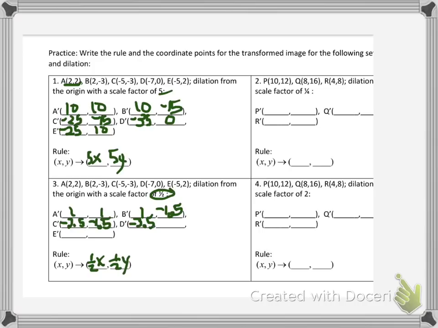That's -3.5, 0, and -2.5, 1. And that's it. So you can try some other ones on this page and do your homework.